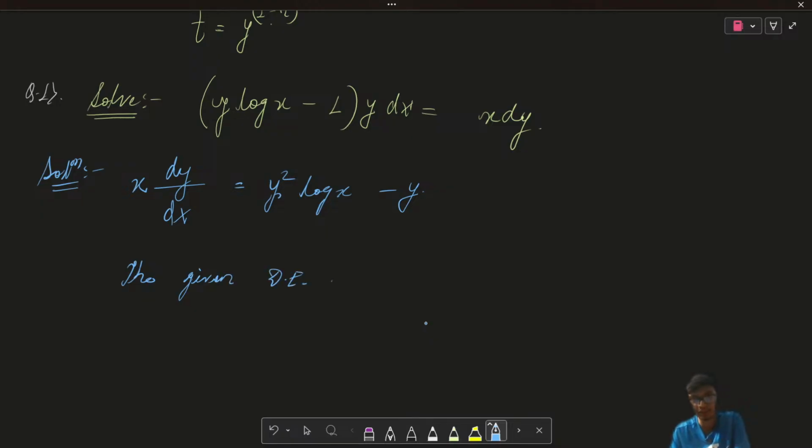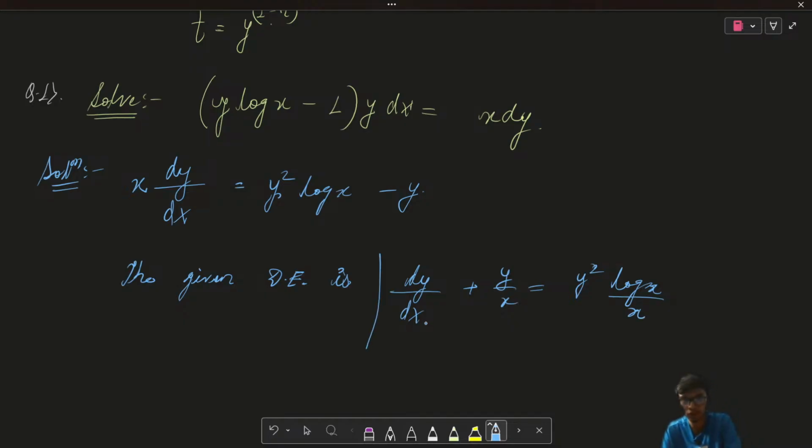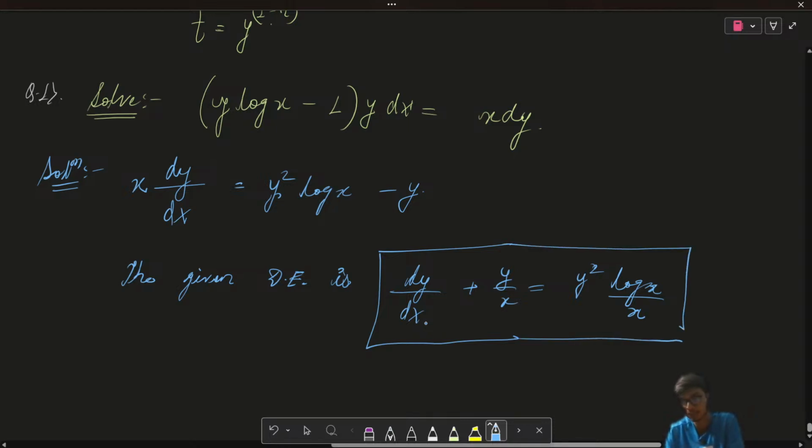So the given differential equation is dy/dx + y/x = y² log x / x, right? If you look at this particular form, this is a non-linear form of differential equation, right? It is non-linear because of this y² term.